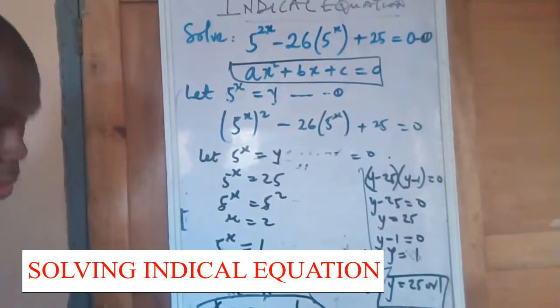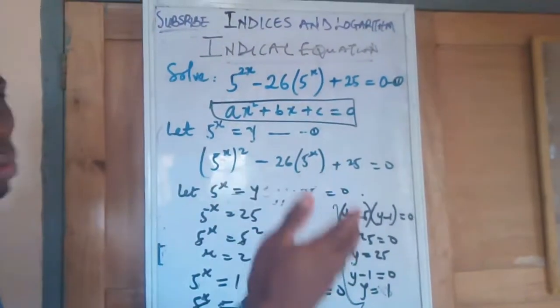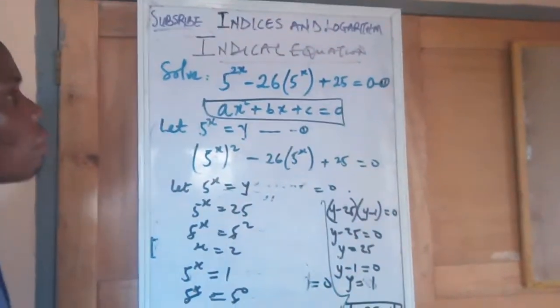So this is the end of the indicial equation. We are now going to be moving to logarithm in part 2 of our lessons of today.